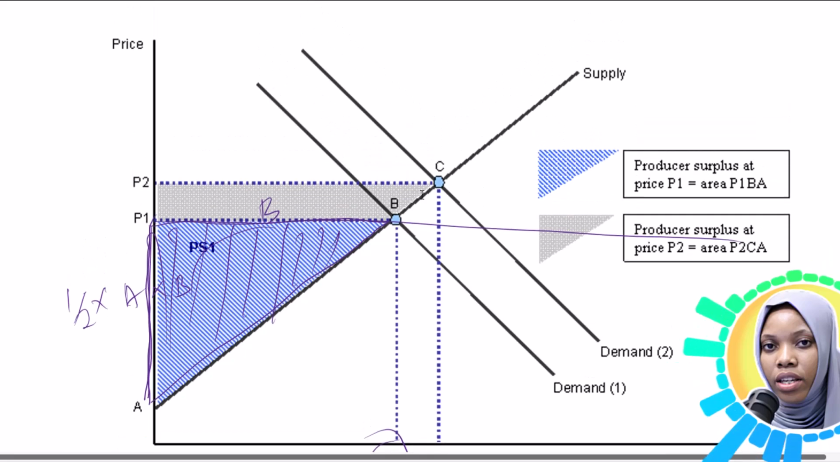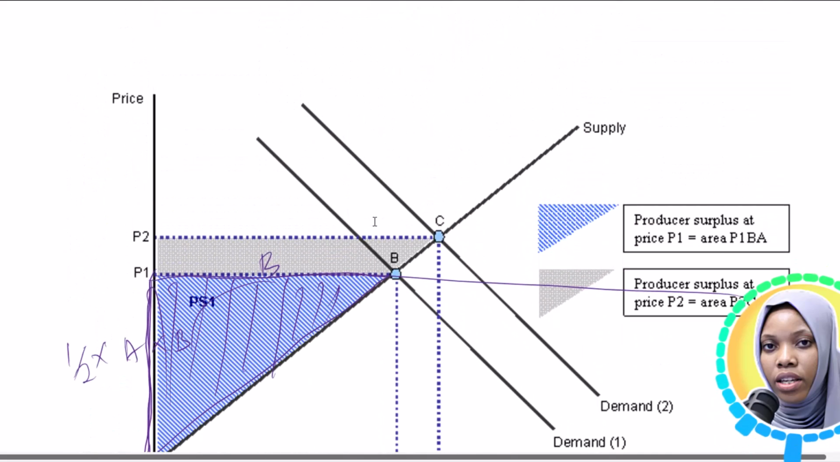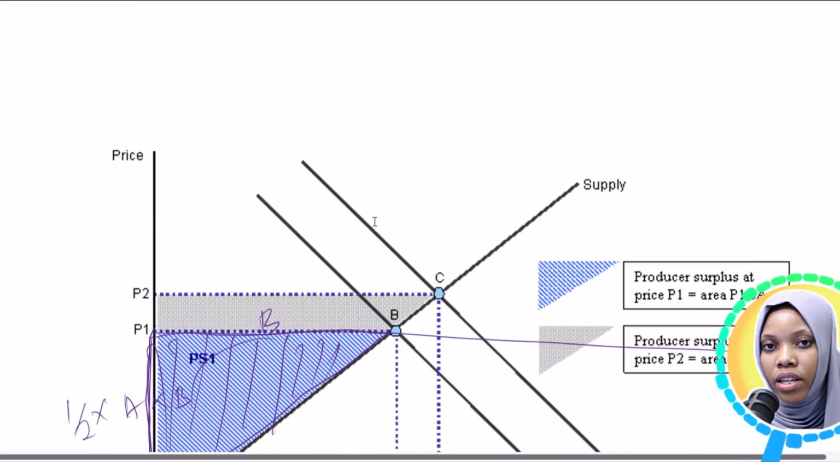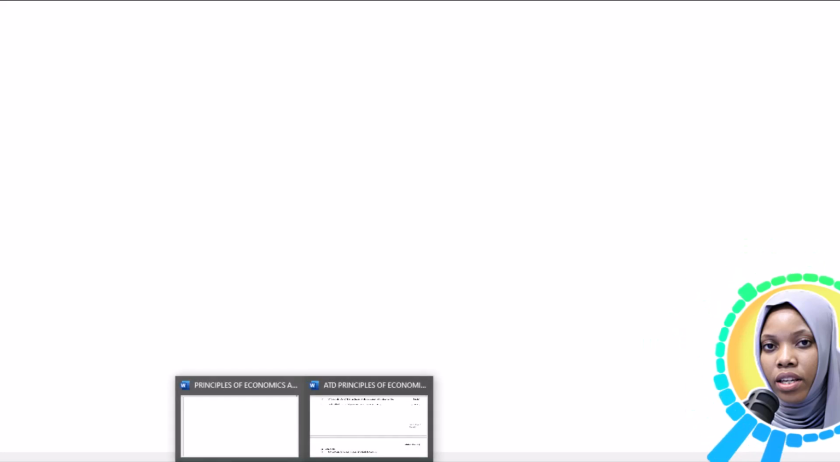And here we had another one for another price. We got another producer surplus, something like that. That is the producer surplus. Okay, I hope you have understood.